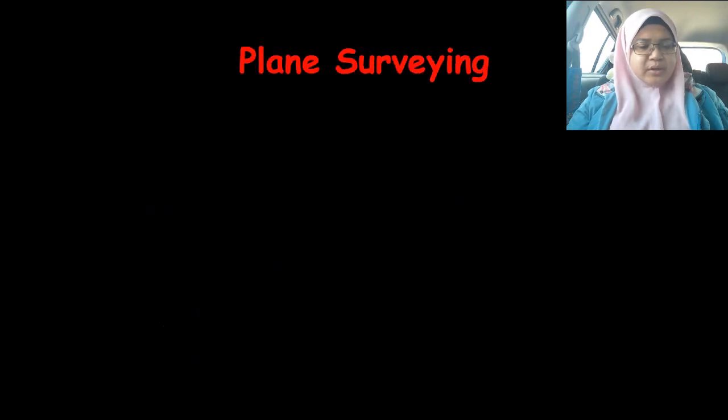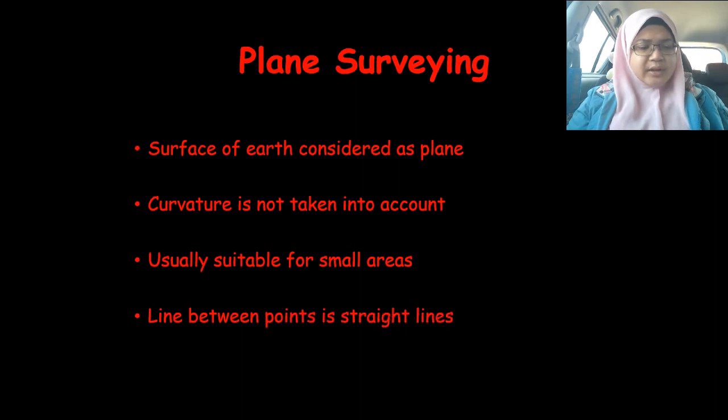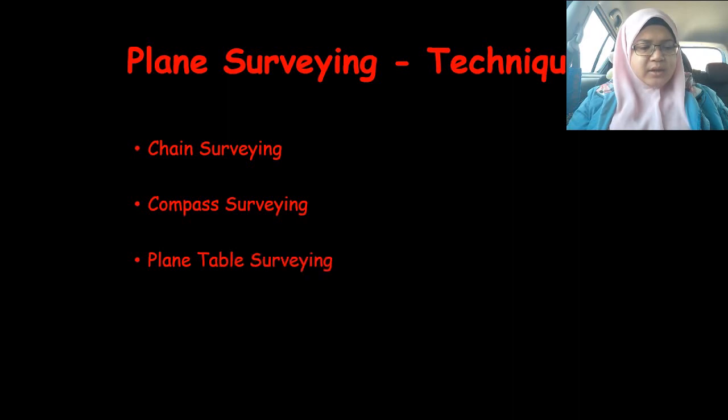So what is plane surveying? It is actually a survey where the surface of the Earth is considered as plane and curvature is not taken into account. So this type of survey is usually suitable when the area of survey is small. Here, since curvature is ignored, the line connecting points to be surveyed is called straight lines rather than arc. And plane surveying can be conducted with different techniques including chain surveying, compass surveying, plane table surveying, and theodolite traversing. So in this lesson, we will learn about the first technique, which is chain surveying.